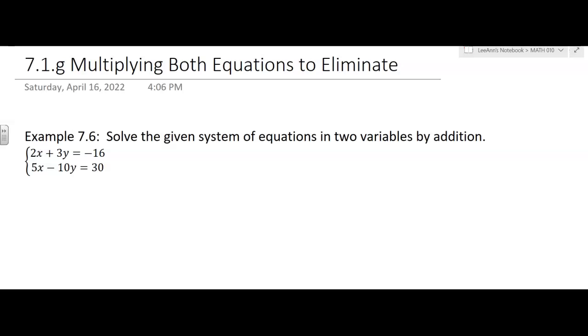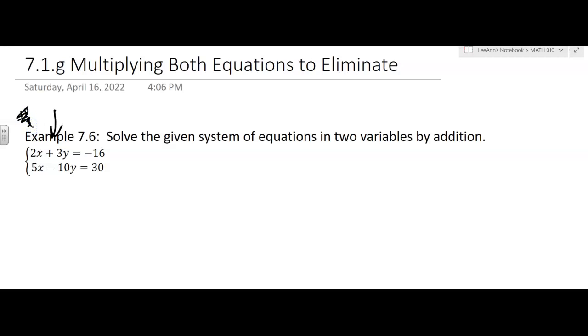Okay, so sometimes you have to multiply both equations to get the elimination to occur. So look at our system here. You got 2x plus 3y equals negative 16, 5x minus 10y equals 30. So you could say, well, I'll multiply the top equation by 10/3, and then that would eliminate the y's. But who wants to mess with all that fraction work? That would just be a mess. So let's not do that.